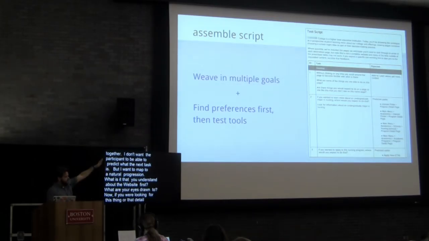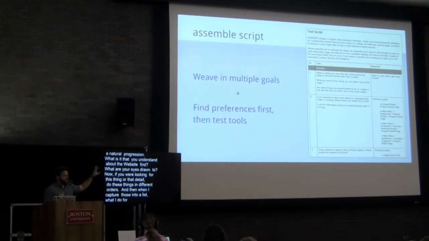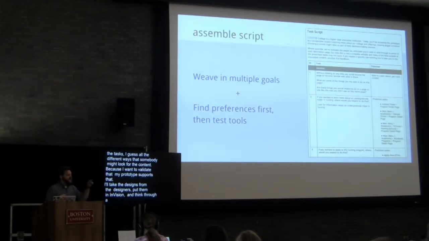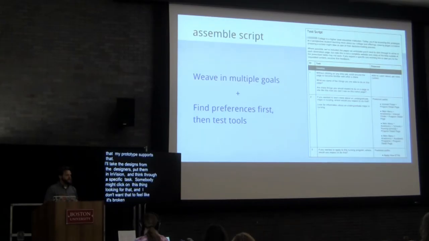And then when I capture all of those questions into a list, what I do for my personal self is write on the side the expected. For each of those tasks, I guess all of the different ways that somebody might look for that content, because I want to validate that my prototype supports that. Because a lot of times I'll take those designs from the designers and put them into InVision, and then if I think through a specific task, I think, well, somebody might click on this thing looking for that, and I don't want that to feel like it's broken. So I want to account for all of those navigation patterns as much as possible in my prototype.